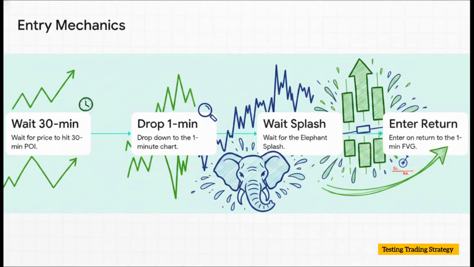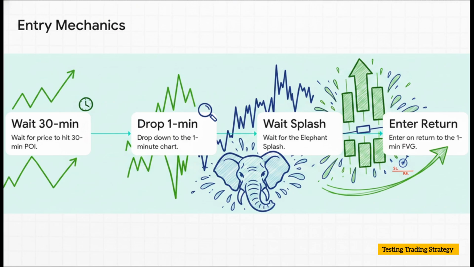So let's logically walk through the exact refinement mechanics to trade that splash. First, you wait for price to hit your 30-minute higher timeframe POI. Second, you drop all the way down to the 1-minute chart. Third, you do absolutely nothing until you see the elephant splash. You're waiting for those huge, aggressive candles that break structure and leave behind a 1-minute fair value gap, or FVG. Finally, step 4, you enter when the price returns to fill that tiny 1-minute gap. This top-down approach secures an absolutely massive risk-to-reward ratio, simply because your stop loss is microscopic compared to your higher timeframe target.